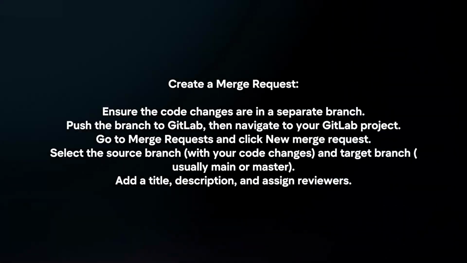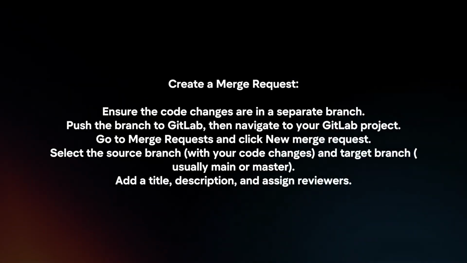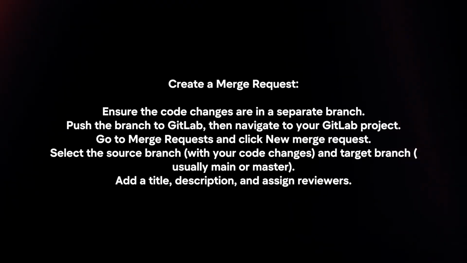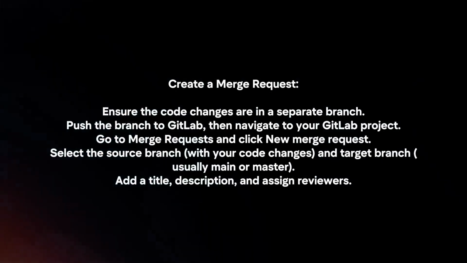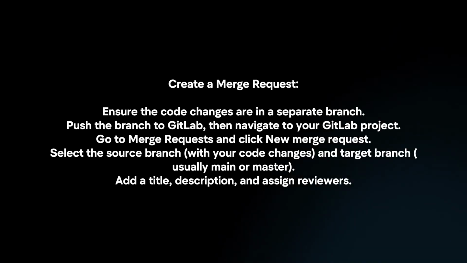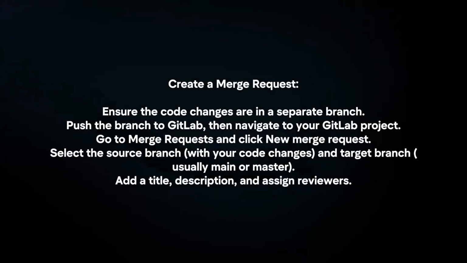Create a merge request. Ensure the code changes are in a separate branch. Push the branch to GitLab, then navigate to your GitLab project. Go to Merge Requests and click New Merge Request. Select the source branch and target branch. Add the title, description, and assign reviewers.